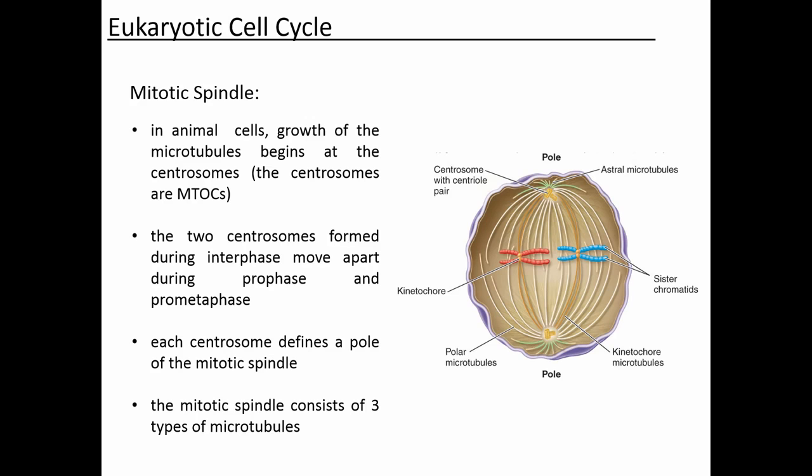Okay, another type of microtubules are called kinetochore microtubules. And these are the microtubules that attach to the chromosomes. The reason that they're called kinetochore microtubules is because they attach to the chromosomes by attaching to the kinetochore. Okay, so the kinetochore microtubules are the part of the mitotic spindle that actually are going to attach to the chromosomes. And the kinetochore microtubules play a role in separating the sister chromatids.